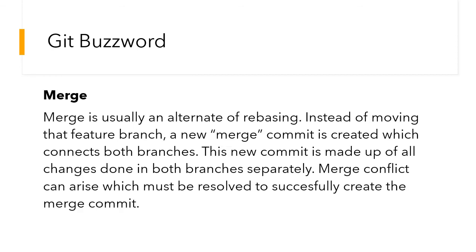Merge is usually an alternative to rebasing. Instead of moving that feature branch, a new merge commit is created which connects both the branches. This new commit is made up of all changes done in both branches separately. A merge conflict can arise, which must be resolved to successfully create the merge commit.